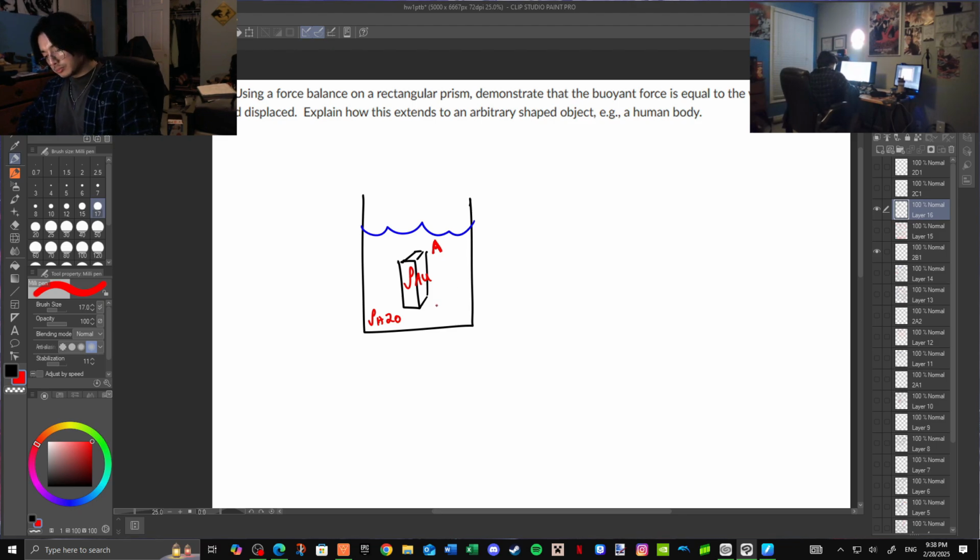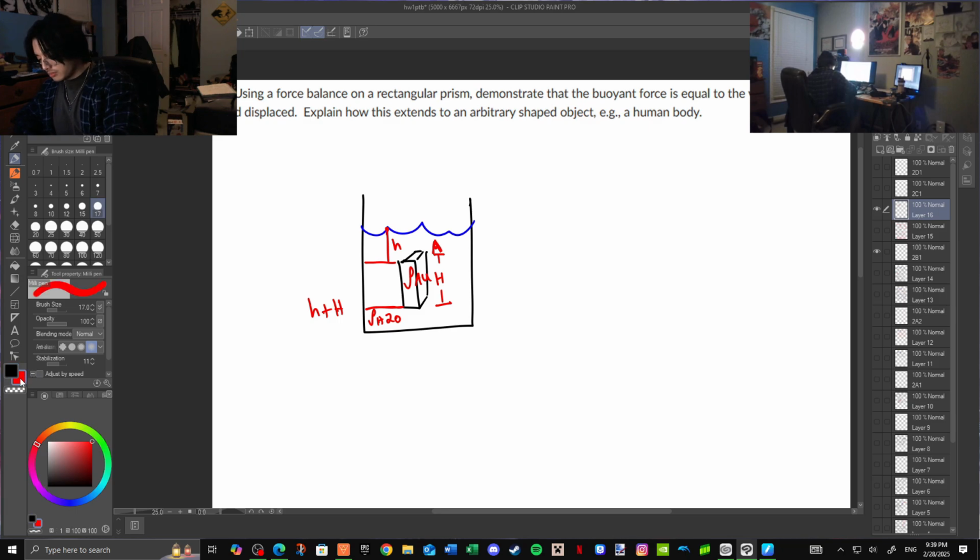So we're going to establish some variables. The height of this entire prism is going to be big H. The depth from the top of the surface of the water to the top of the surface of the figure is going to be little h. And so you add these two variables together to get the depth from the top of the water to the bottom of the figure. That depth will be h plus big H.